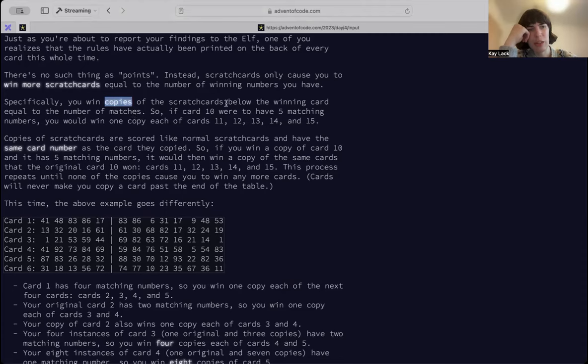Equal to the number of matches. So if card 10 were to have five matching numbers, you would win one copy each of cards 11, 12, 13, 14, and 15. Copies of scratch cards are scored like normal scratch cards and have the same card number as the card they copied. So if you win a copy of card 10 and it has five matching numbers, it would then win a copy of the same cards that the original card 10 won.